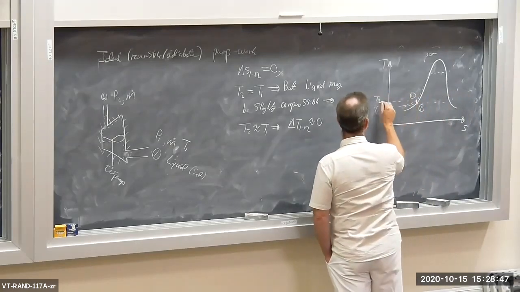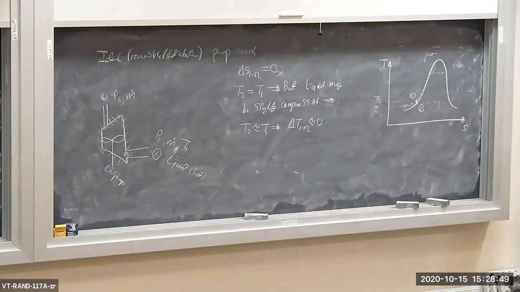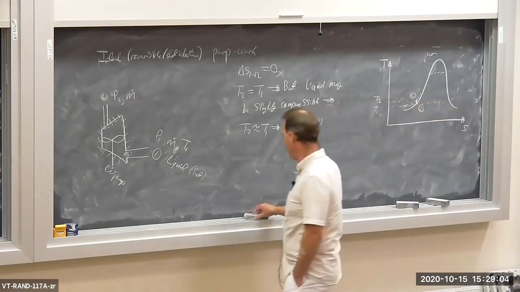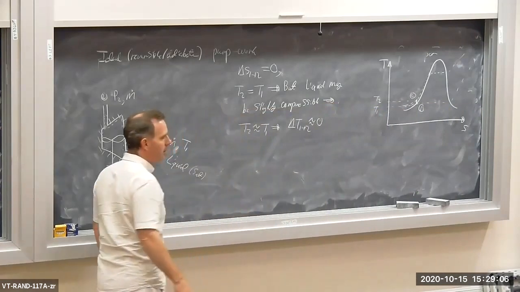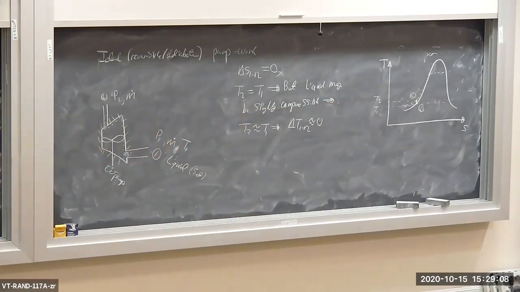T1, T2. Very small temperature change going through the reversible adiabatic pump. Very small temperature change. Delta T is approximately 0. Okay. Now, next step, how do we calculate the work for this reversible pump? We've established that the temperature change is minimal. How do we calculate the work?